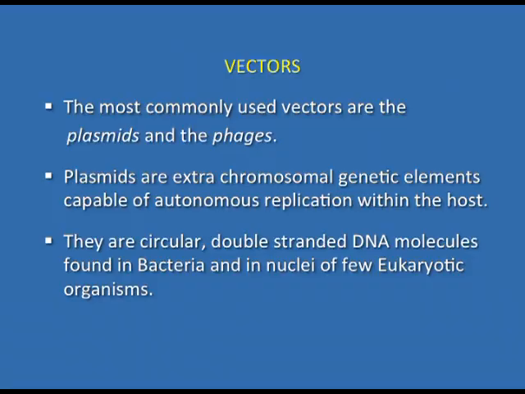Now when we come to vectors, as I told you earlier, the commonly used vectors are either plasmids or phages. Now what is a plasmid? A plasmid is an extrachromosomal DNA which is present in the cytoplasm of the cell. Usually this is found in bacteria. Now let's learn a few characters of these plasmids. They are circular, double-stranded DNA which are found in bacteria as well as a few eukaryotic organisms.